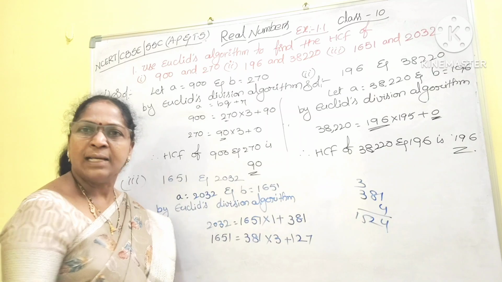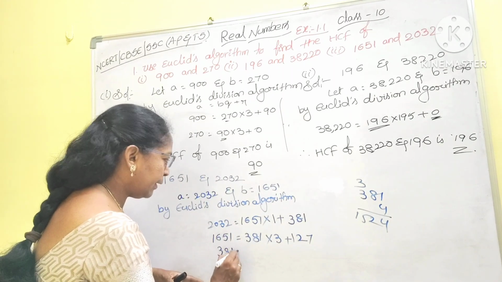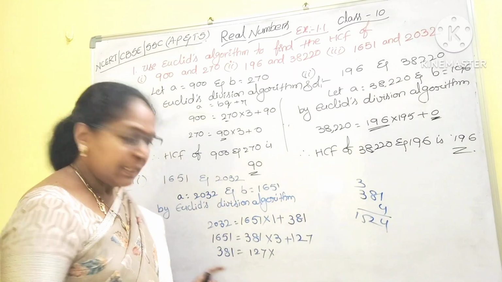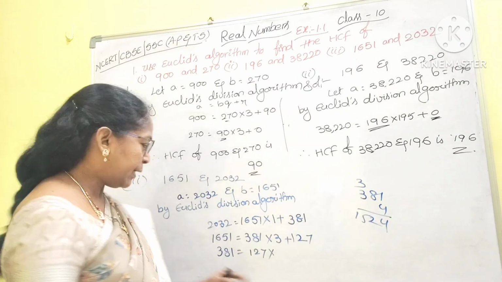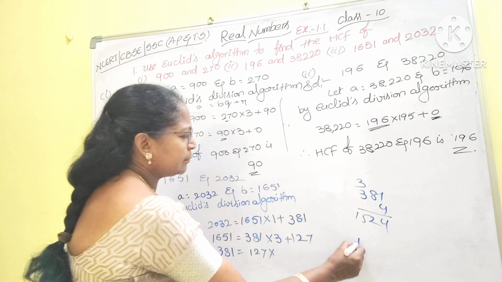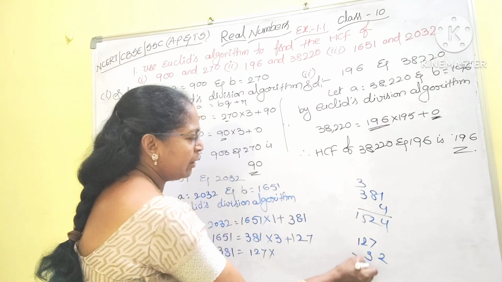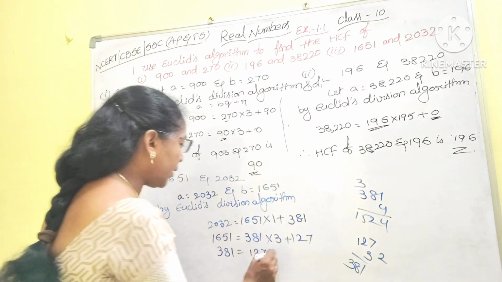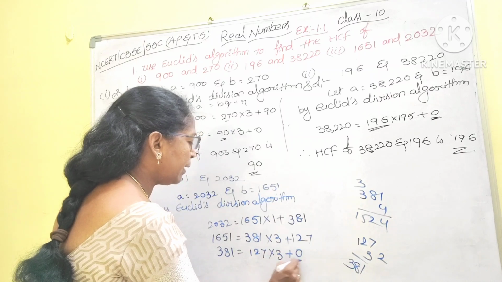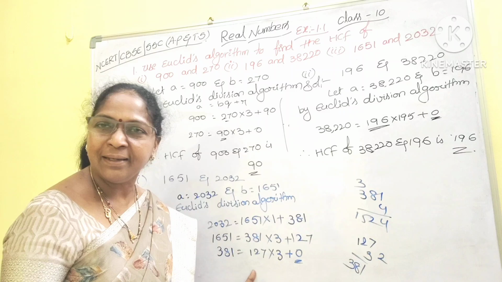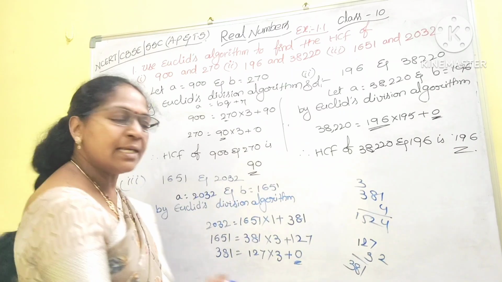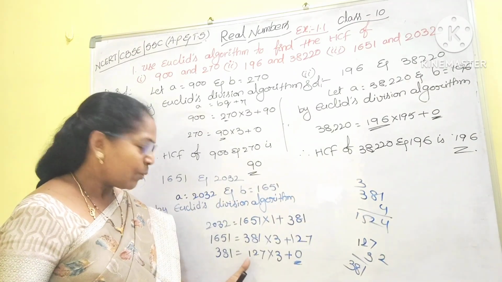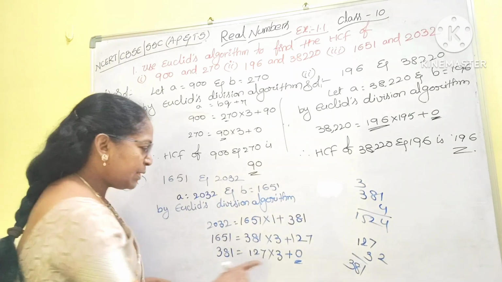Now you have to consider 381 as A, equal to B which is 127 multiplication of this. How many times is it divisible? This number divisible by 127 how many times? Now see. 7 3 ja 21. 3 2 ja 6, 6 plus 2 8, and 3 1 ja 3. Exactly you got it. So 127 into 3 plus remainder value is 0. Which is the last divisor here? 127. So the HCF of the given values 1651 and 2032 is 127. This is the right answer.